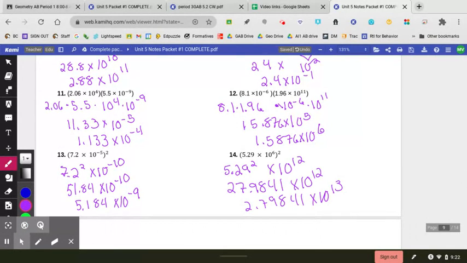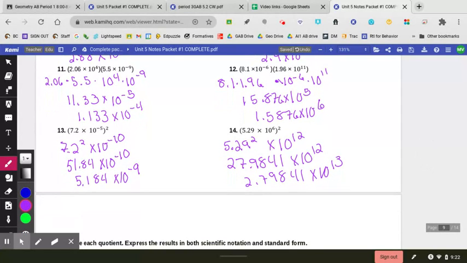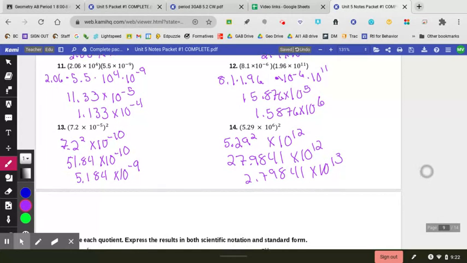Okay, so I squared 5.29. I got 27.9841. Squared 10 to the 6th, which is 10 to the 12th, because I keep the base and multiply. I then made it scientific notation, which is 2.79841 times 10 to the 13th.